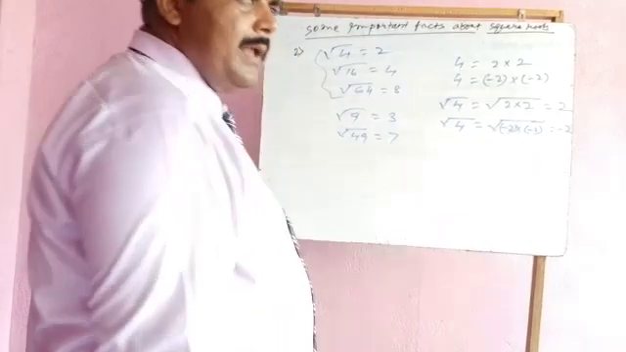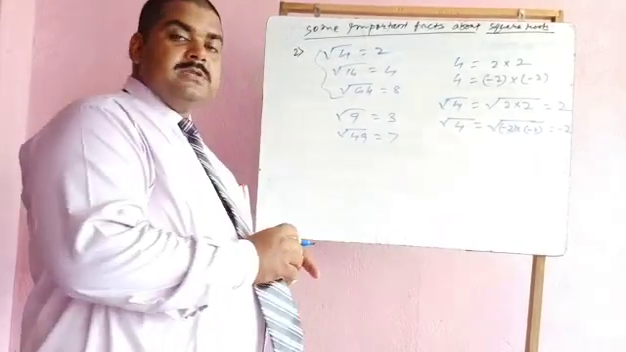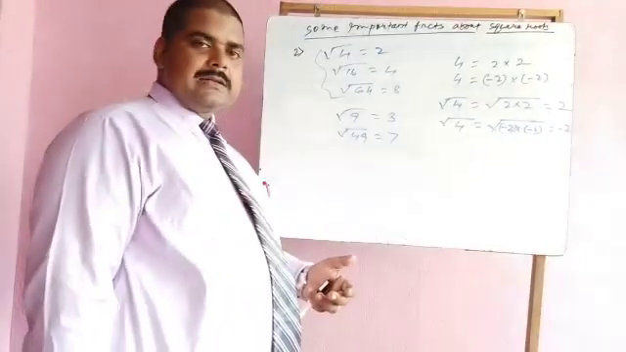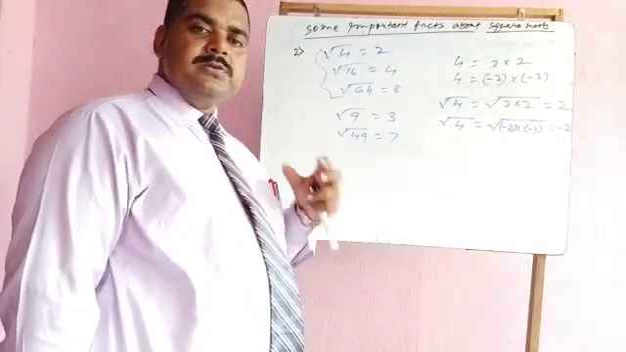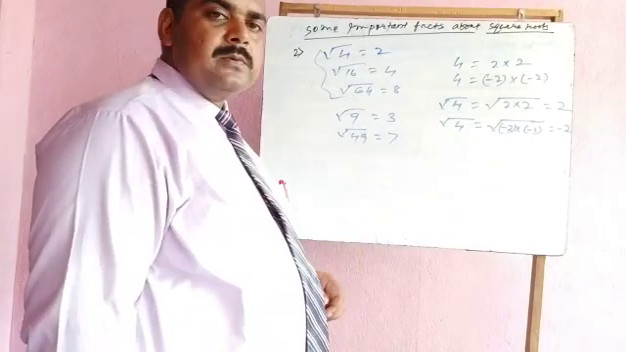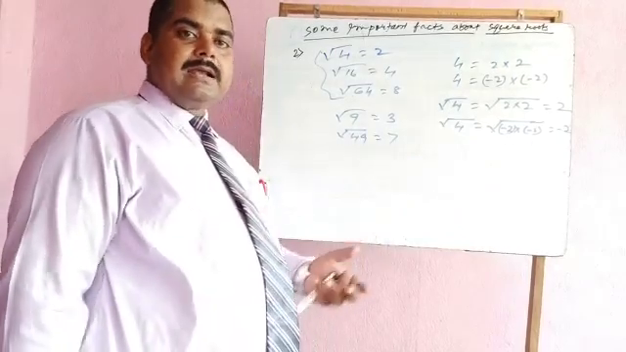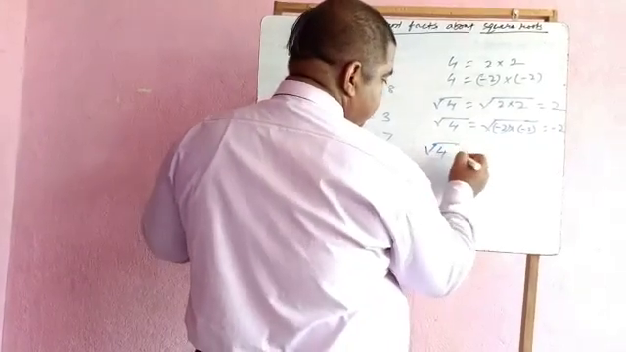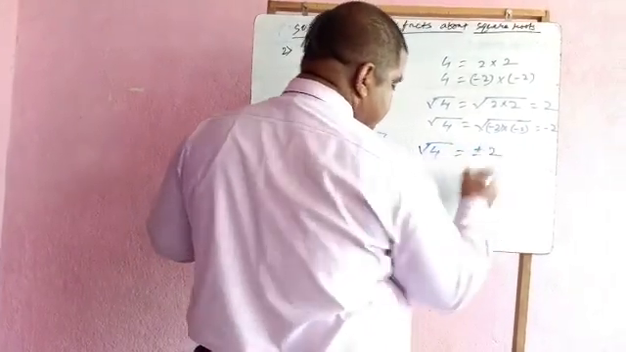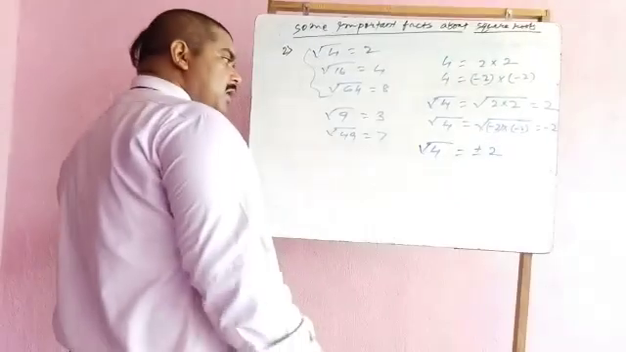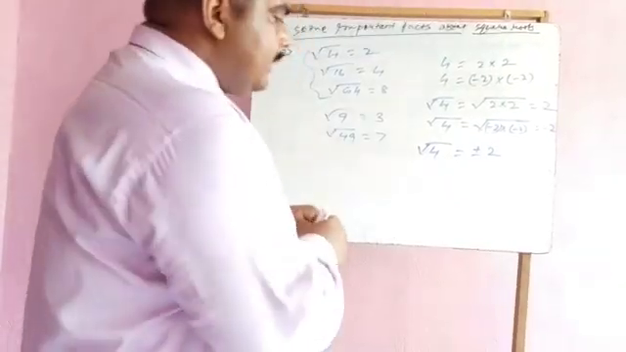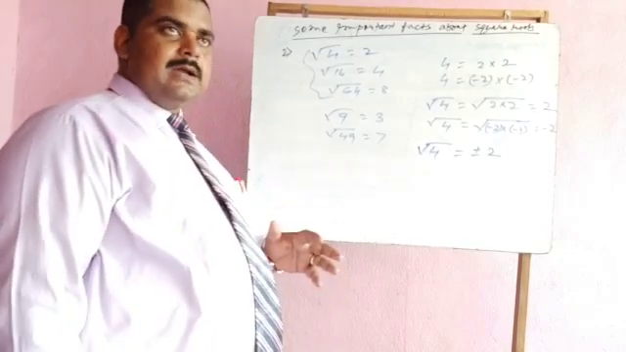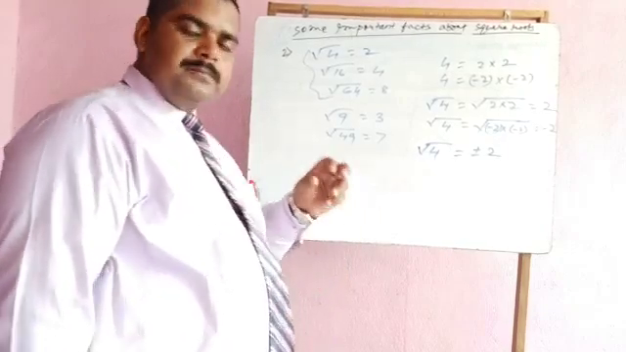So the square root of any number may be positive or negative, but in this class you have to use the positive integer in place of the negative integer. In a higher class you have to use both of them. The square root of 4 is plus minus 2, either plus or minus or both. It has been utilized in the question, but in 8th standard, you have to use only the positive number.